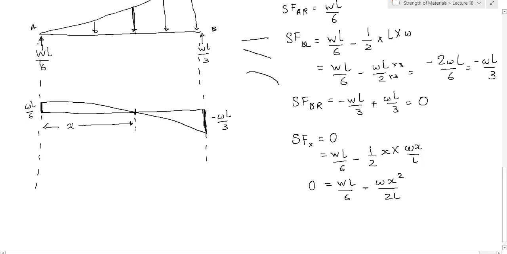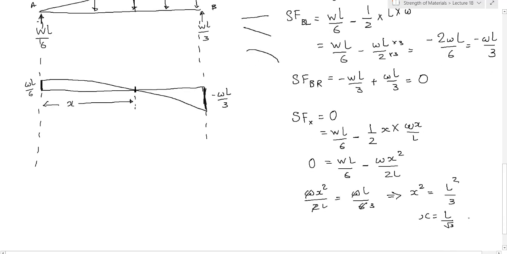And this is equal to 0. So I can equate this. Wx square by 2L is equal to WL by 6. W will get cancelled, 2 will get cancelled, 6 becomes 3. So it becomes x square is equal to L square by 3. So x is equal to L by root 3. This is the answer. X is equal to L by root 3.